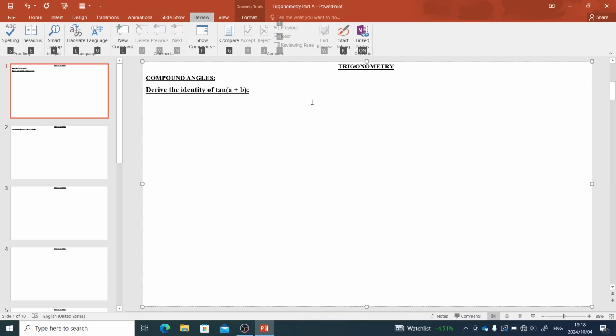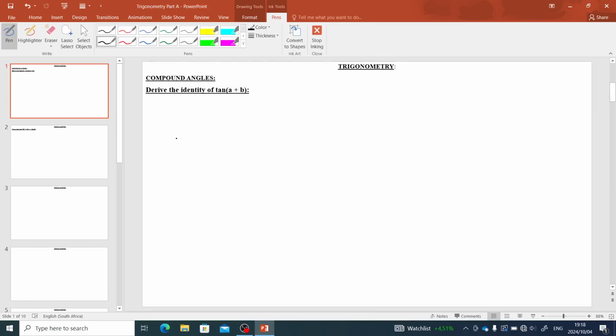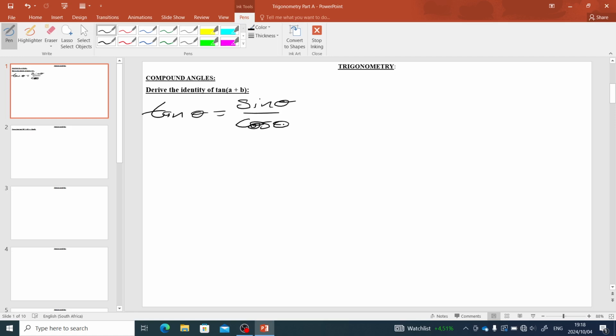Okay, good people. Let us look at two questions. The first question, they want us to derive the identity of tan(A + B). Before we do that, let's look at the quotient identities. We know that tan theta can be expressed as sine theta over cos theta. Having said that, we can derive the identity of tan.